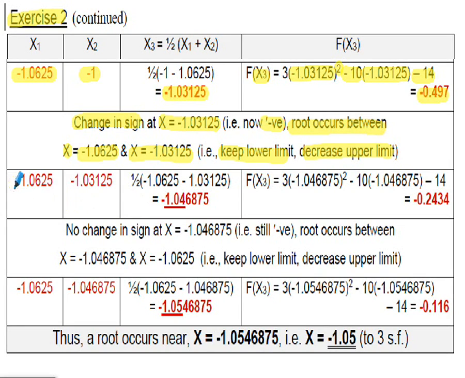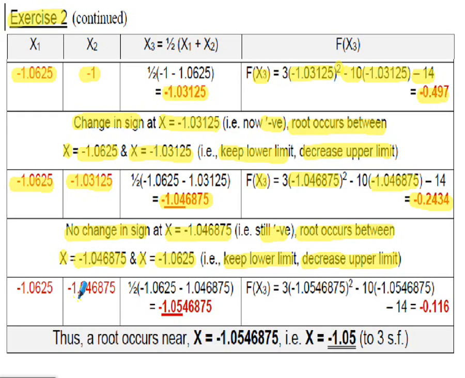So our fifth iteration, negative 1.0625 for the x1, negative 1.03125 for the x2. Work out the value of x3. Put the value of x3 into the equation as we did before. That gives us a remainder of negative 0.2434. So there is no change of sign here. At x equal to negative 1.046875, it's still negative. So therefore the root must occur between the x value of negative 1.046875, which has a negative remainder, and the x value of negative 1.0625, which has a positive remainder.